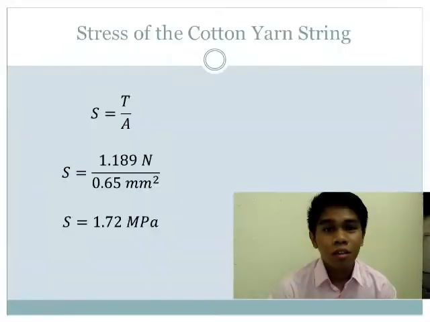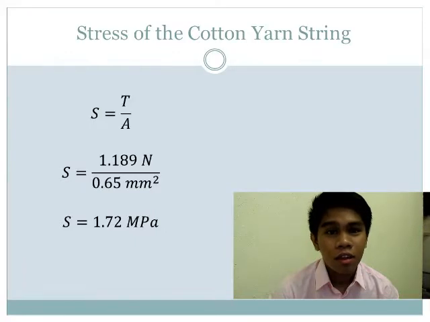The first value that we are going to compute is the stress of the cotton yarn string. As you have known, stress is equal to force over area. It's pretty straightforward. The force that we are going to use is the force that was computed a while ago by my groupmate Christian Orcino, and this value, the tension, is equal to 1.1189 newtons. And as we have searched in the net, the average cross-sectional area of cotton yarn string is 0.65 millimeters squared.